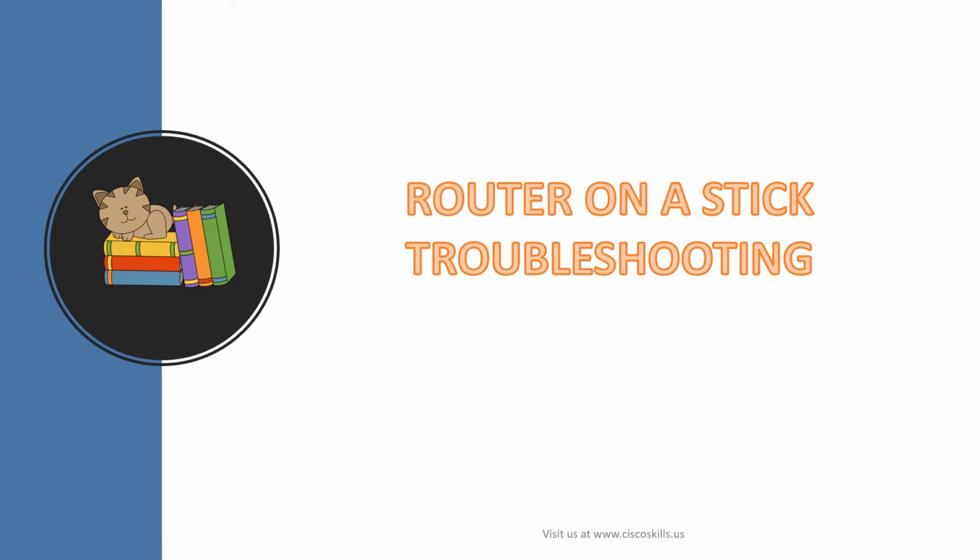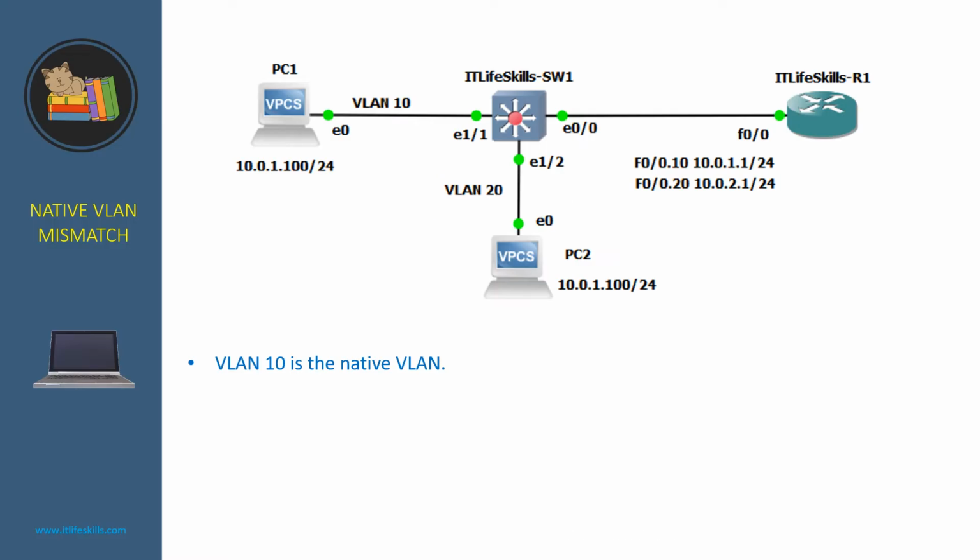In this lesson, we will troubleshoot two common issues with configuring router on a stick and sum up all the possible issues along with the solution in the keynotes. The first issue is the native VLAN mismatch.